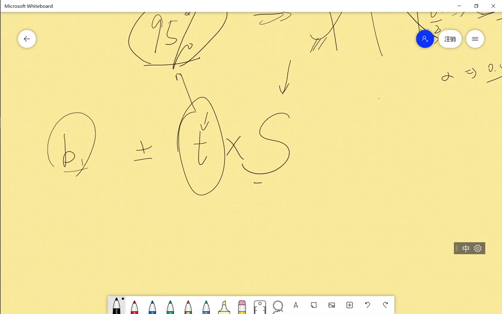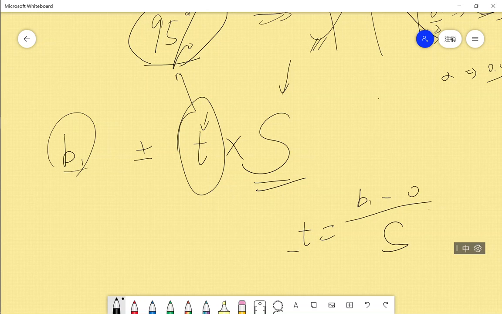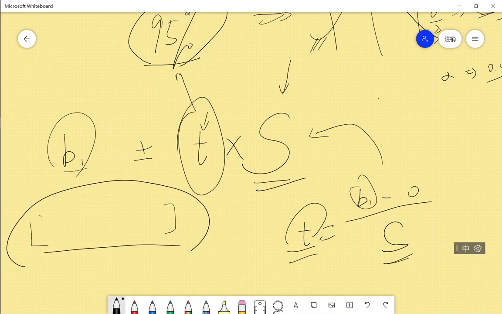And of course, s will always be found from t equals b1 minus 0 divided by s. So if you have the original t statistic and you have b1, you can easily calculate s. You put all of it here, and you will know the confidence interval of b1. So fairly simple. I just need you to pay special attention to this very tiny detail of how to find and calculate the correct t here.